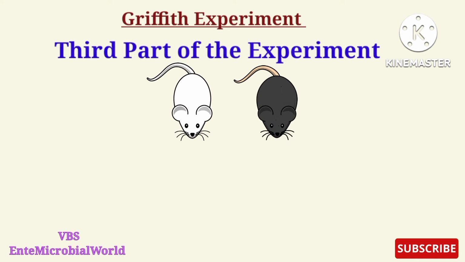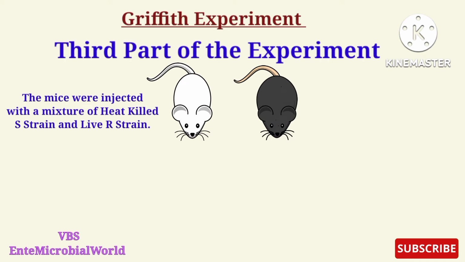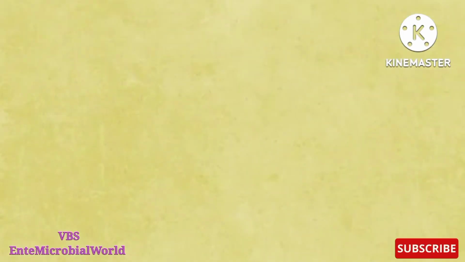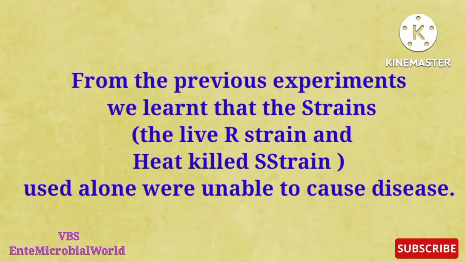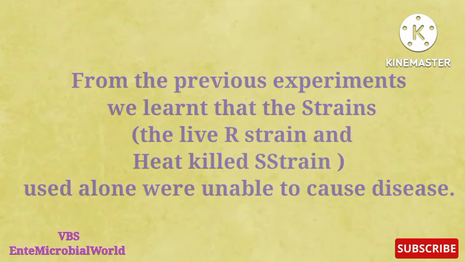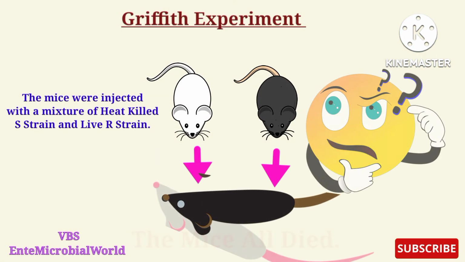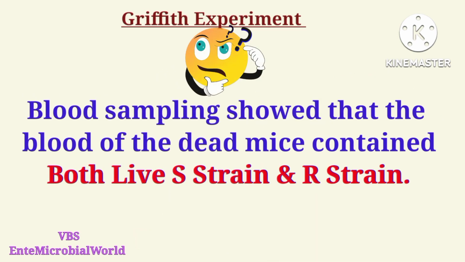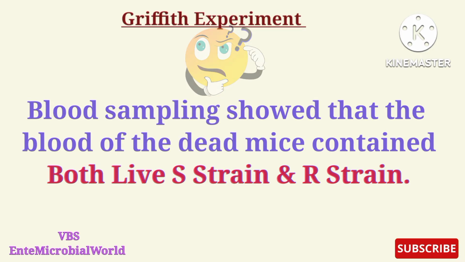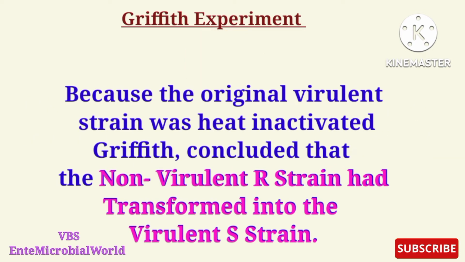In the third part of the experiment, the mice were injected with a mixture of heat-killed S strain and live R strain. From the previous experiment, we learned that the strains used alone were unable to cause disease. But surprisingly, the mice all died. Blood sampling showed that the blood of the dead mice contained both live S strain and R strain. The original virulent strain was heat inactivated.